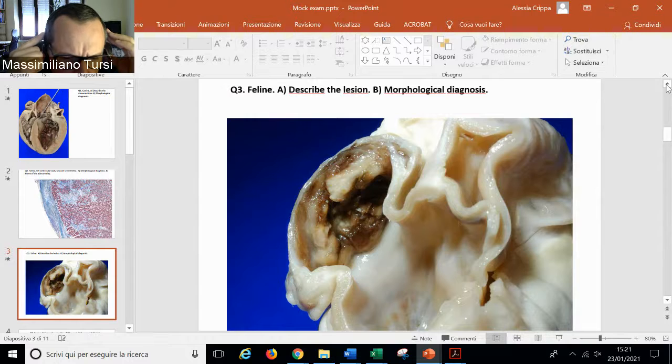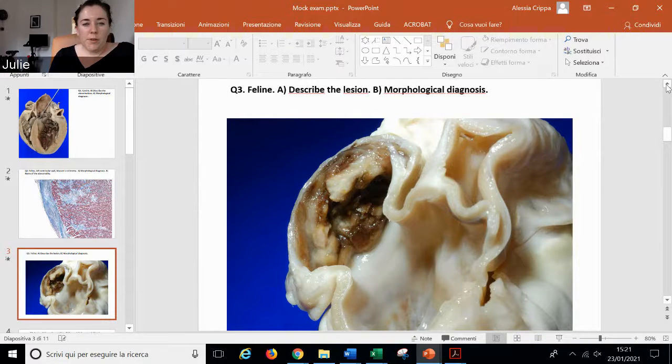Julie, what about you? Yes, I thought it was a thrombus. I think I thought that there was some abnormality of the wall of the auricle that might have predisposed partly to development of a thrombus, but I didn't think it was anything else differential-wise. Okay.